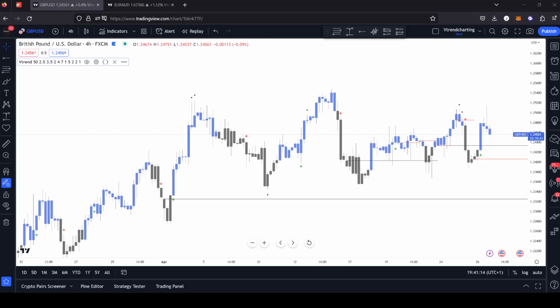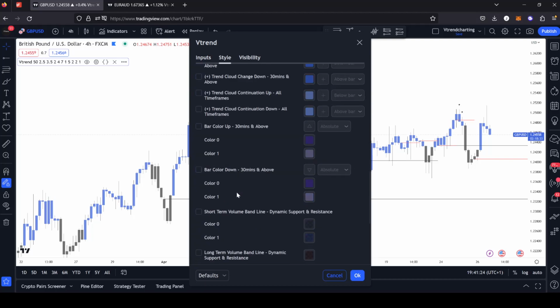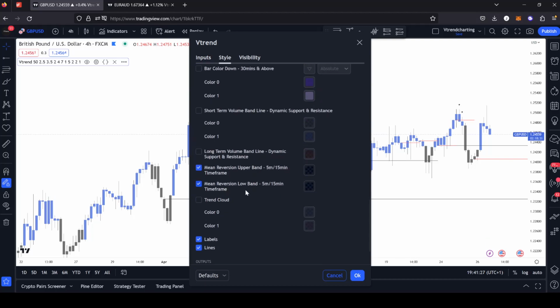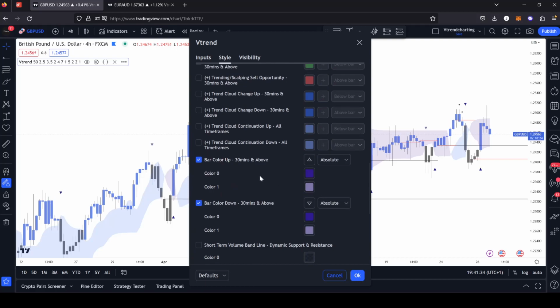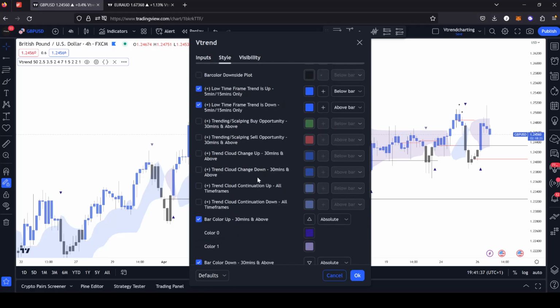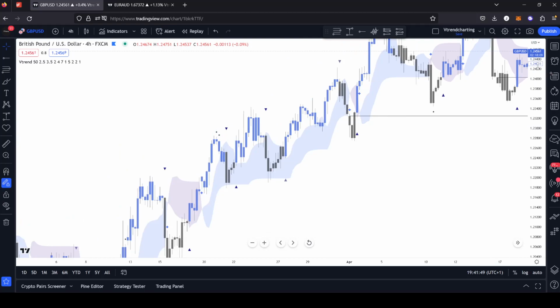So the first one is simply, let's turn the signals off. The trend cloud combined with trend cloud signals and bar color triangles. So let's turn those on. So this is system number 1. We can use, let's turn the continuations off actually. I don't want to have too much clutter.